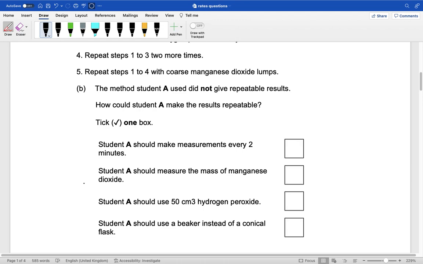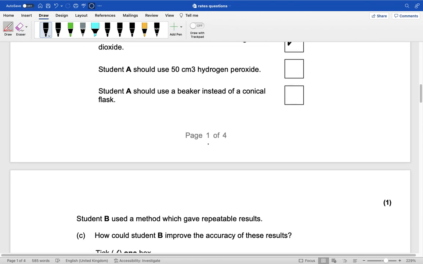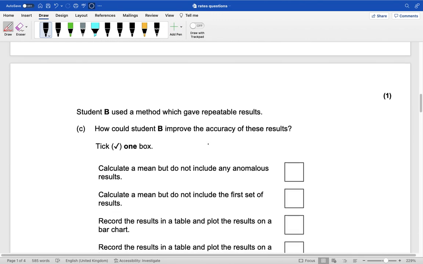So we need to see if there's anything in here that would suggest that. So it says tick one box. So we need to read that instruction properly so that we are only going to tick one box. So it says student A should make measurements every 2 minutes. That won't make a difference. Student A should measure the mass of manganese dioxide. That sounds like a good one to start. I'm going to put a little tick in there. Student A should use 50 centimetres cubed of hydrogen peroxide. Not going to make much of a difference. And student A should use a beaker instead of a conical flask. Again, not going to make much difference. So it is the mass of manganese dioxide that's essential, that we control that variable.